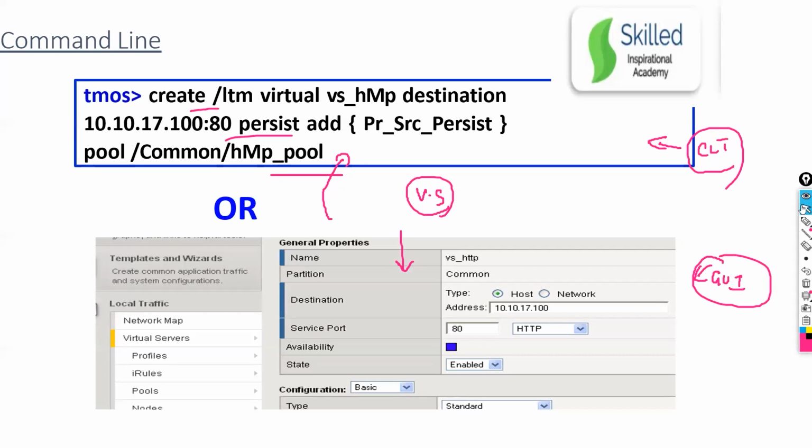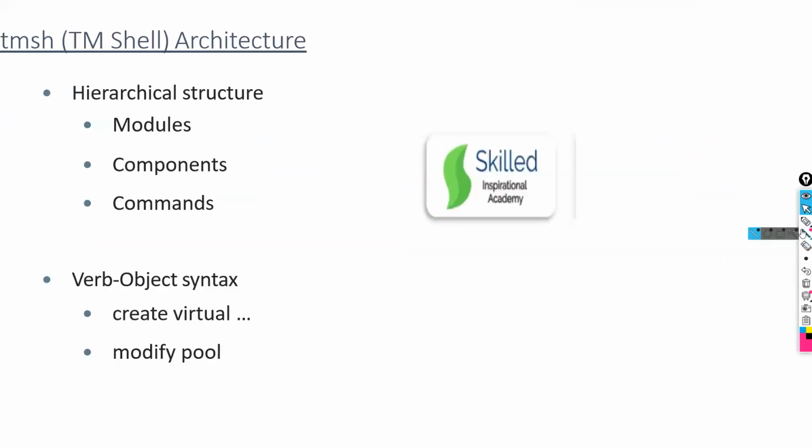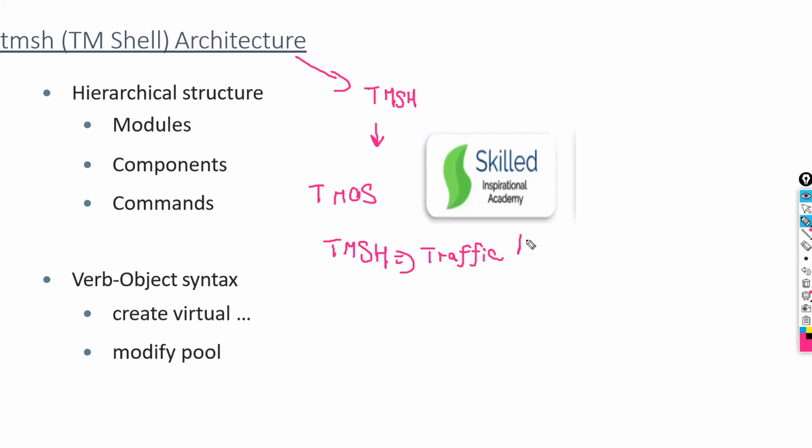And CLI full form is command line interface. So here comes the architecture. The shell which is used in CLI is called TMSH. I talked about two things when I logged into PuTTY: one was TMOS mode and one was TMSH. In Linux, the shell mode is the traffic management shell. That is the Linux shell which is used in F5.